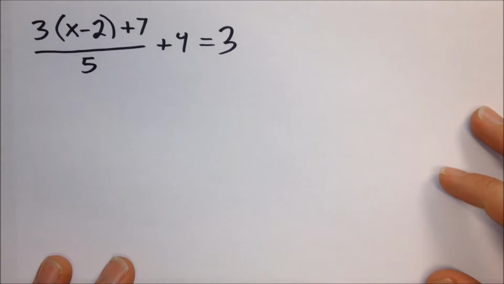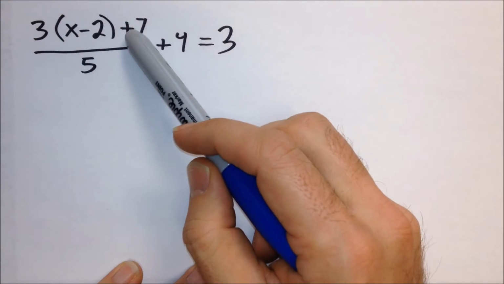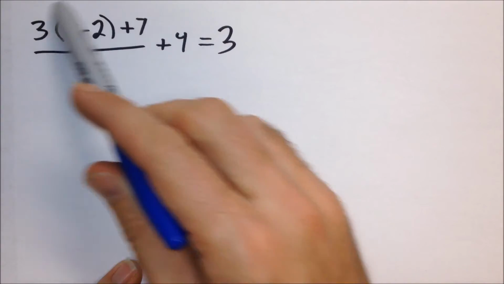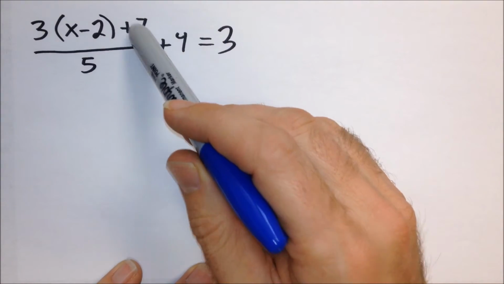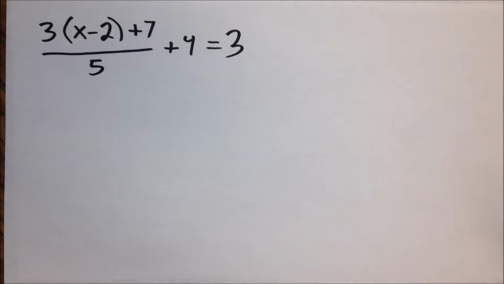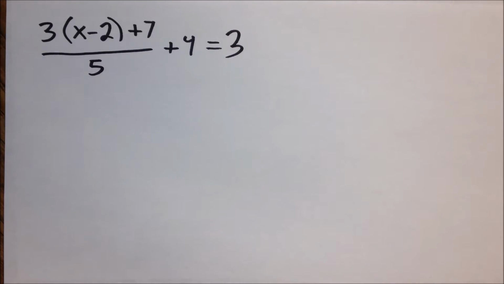Finally, let's come to a problem that has several layers and has quite a bit going on, and see if we can work our way through it. It's the problem 3 times x minus 2 plus 7 over 5 plus 4 is equal to 3. So you see we have lots of things going on. We have a multiplication, a division, 2 additions, and a subtraction. And so the real question is, what order do we go through to undo these things? Which ones do we undo first, and then which ones wait till later?